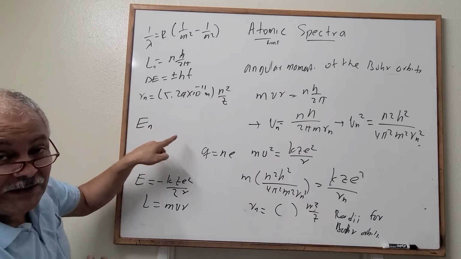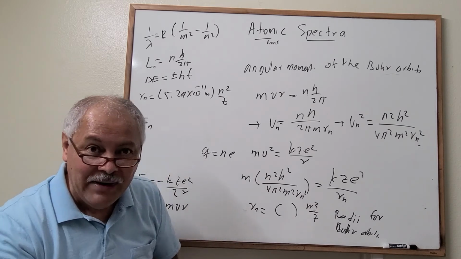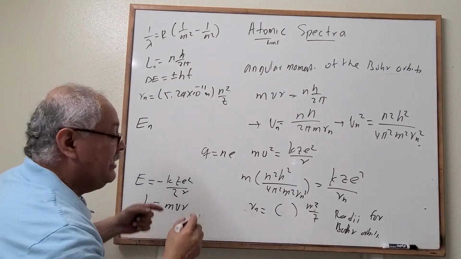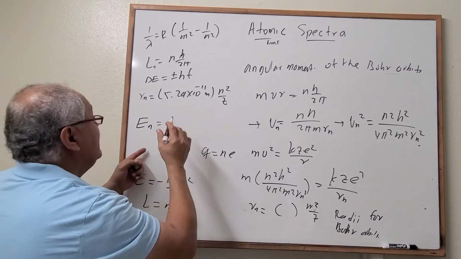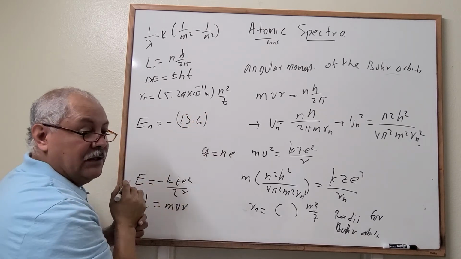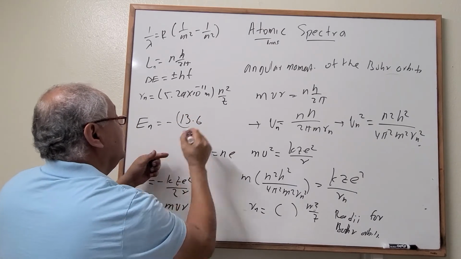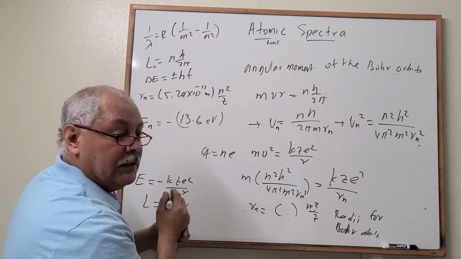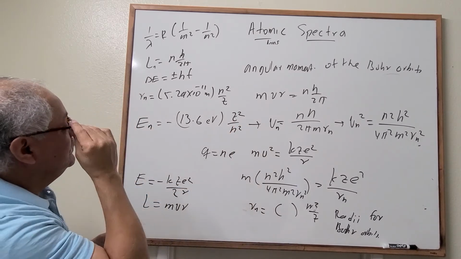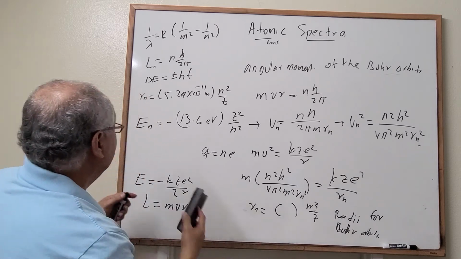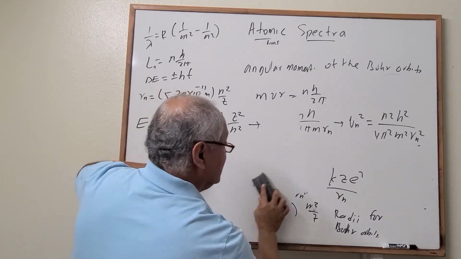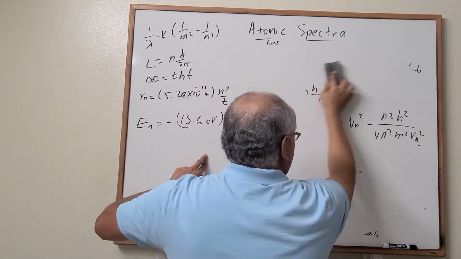What else? Energy is also quantized. We know that also from Planck's analysis. Also right here, we get the same condition. In this case, for the hydrogen, the energy is equal to negative 13.6 electron volts times z squared over n squared. Correct? Perfect. And this is one of the most important equations in this analysis.